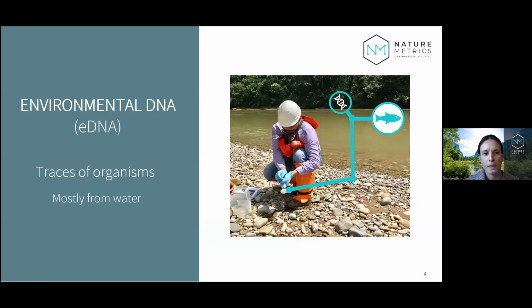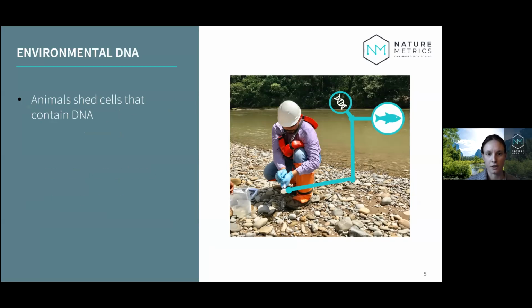environmental DNA. Environmental DNA, or eDNA as a term, refers to any time when we're not actually catching the organisms themselves, we're working with traces that the organisms have left behind in the environment. Mostly when we talk about eDNA, we are talking about DNA from water, but animals do leave eDNA traces in other types of samples as well. But today we're just sticking to water.